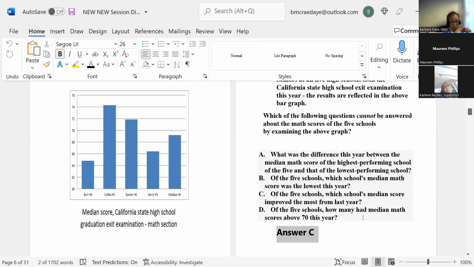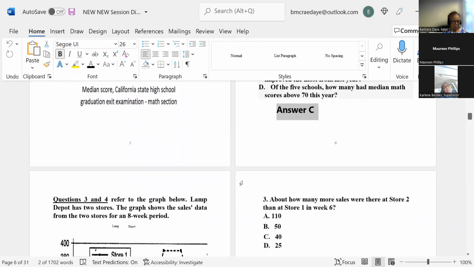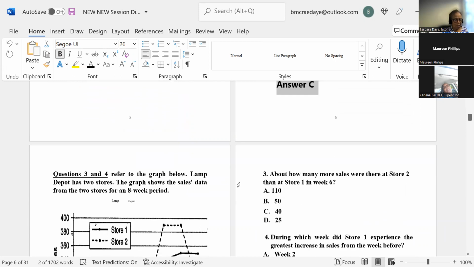Of the 5 schools, how many had median math scores above 70? How many, Maureen, had math scores above 70? How many schools? 2. 2, that's right. The one here and the one here. Everything else is below 70. Very good, Maureen. So those are kinds of questions, all right? Now, one other thing I want to look at.